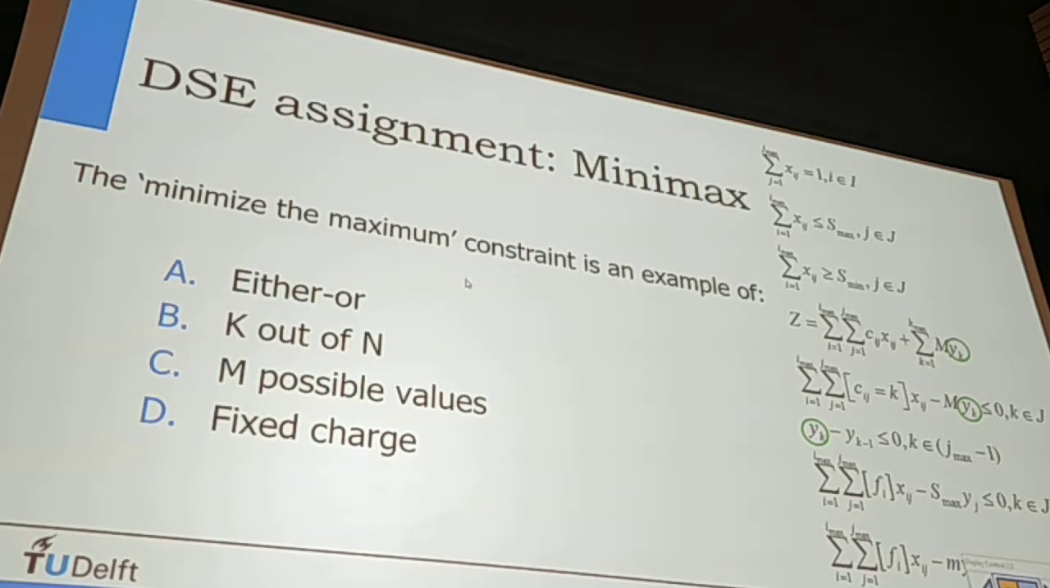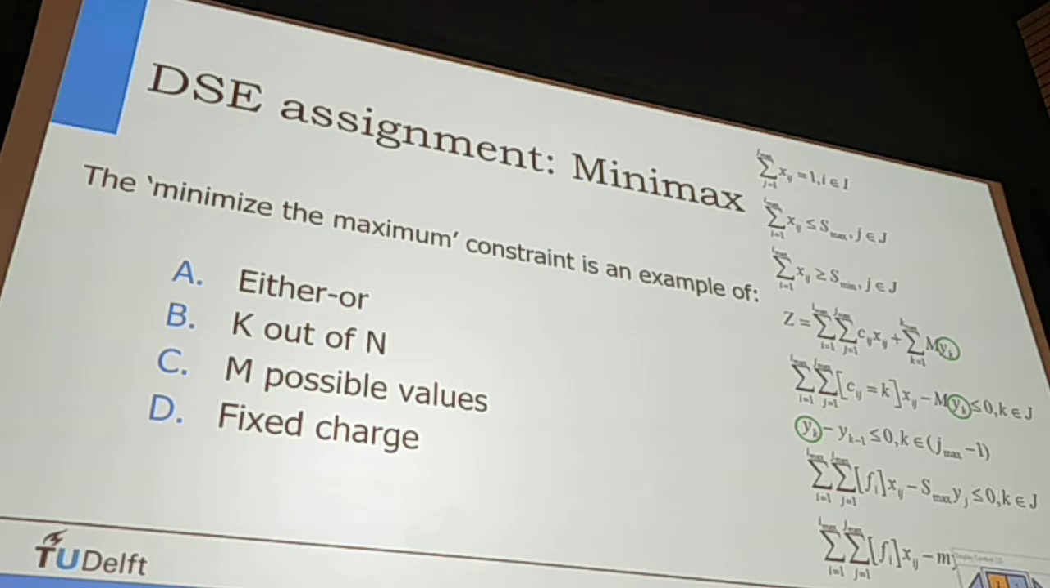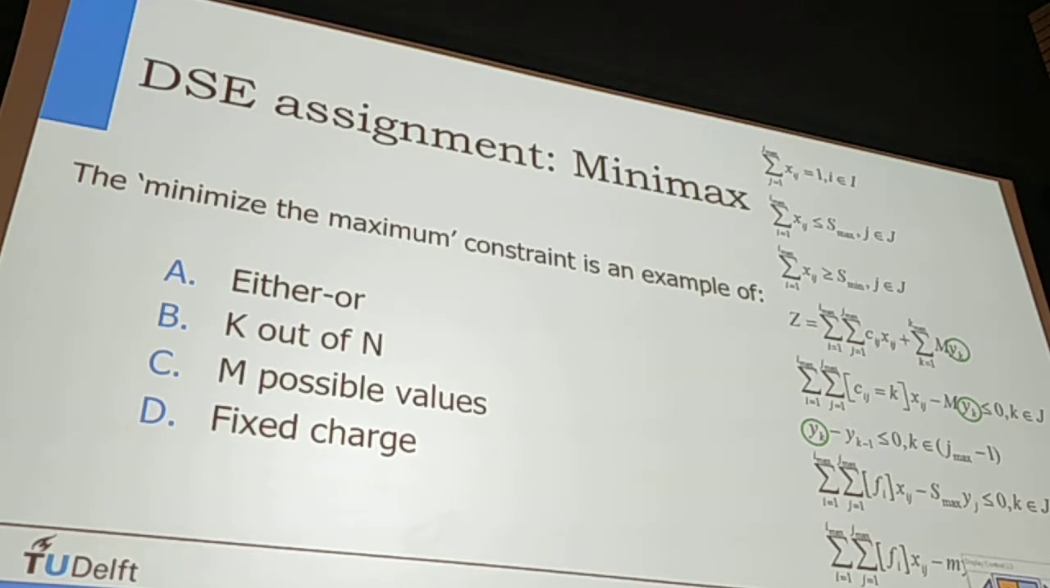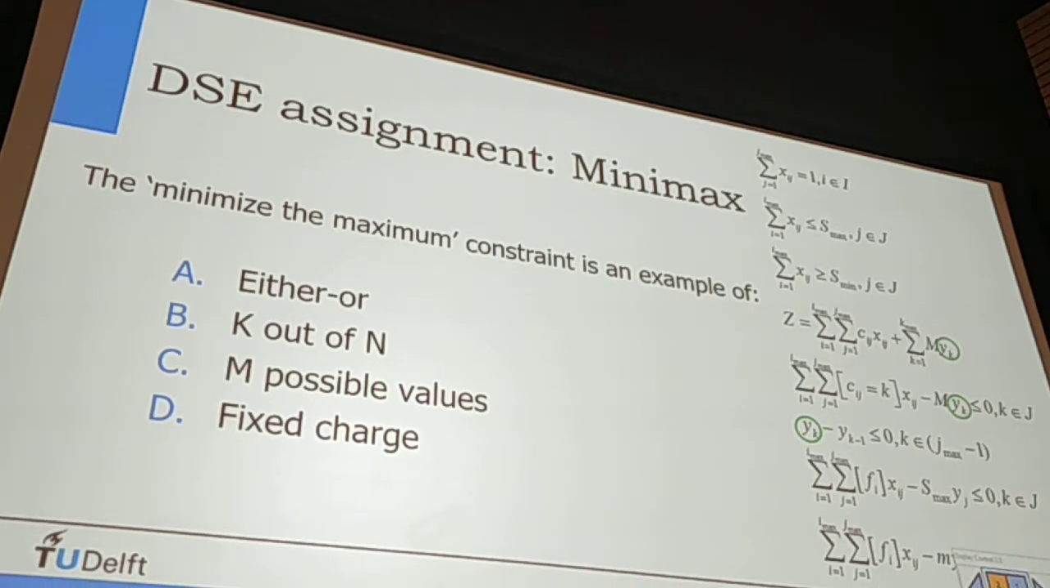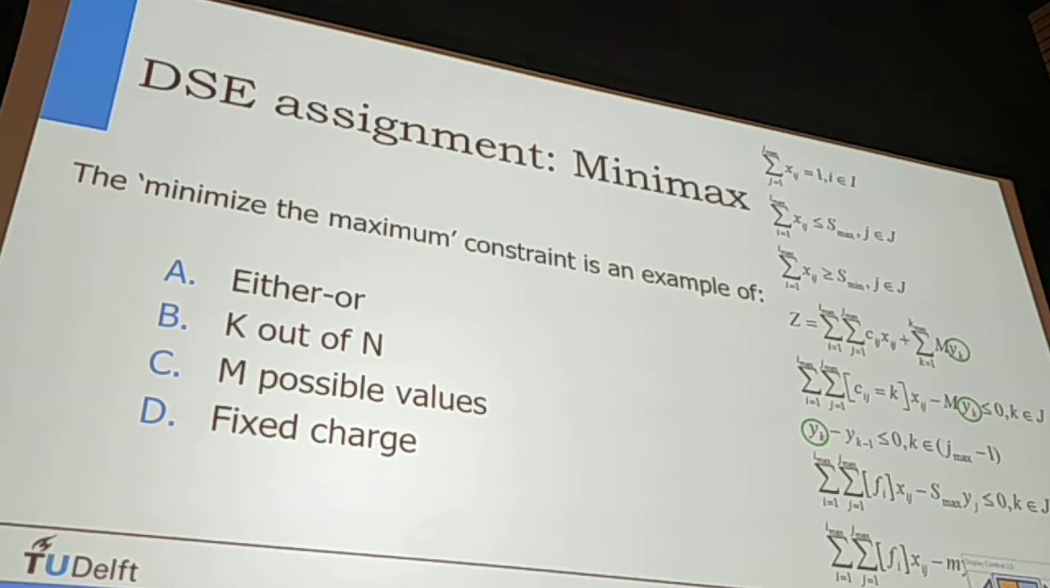So I think this is where we start. So the minimum and maximum constraint, what is that an example of? If you log into response.eu, the code is there on the chalkboard. The minimum and maximum I indicated here with the green circles. What is that an example of?